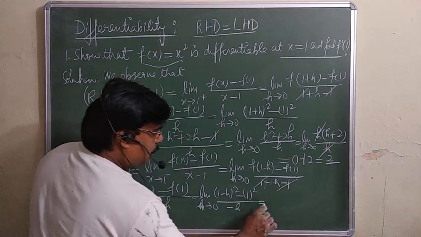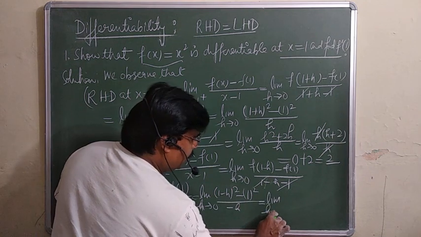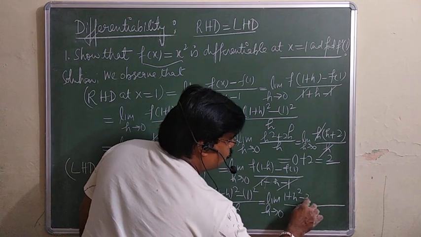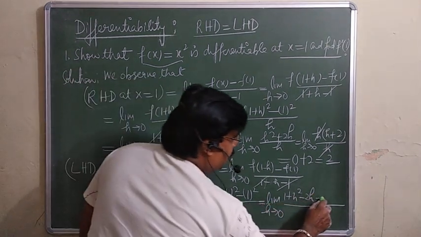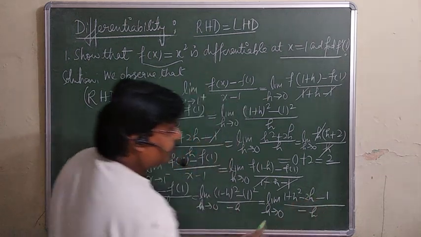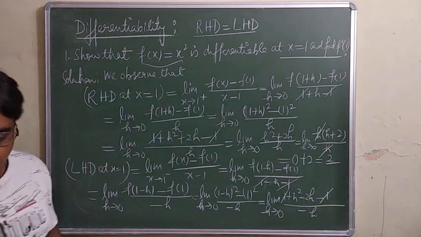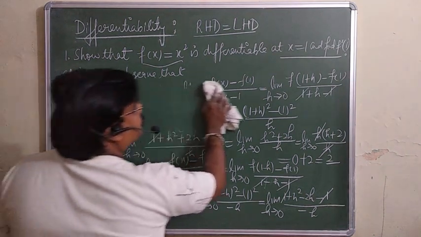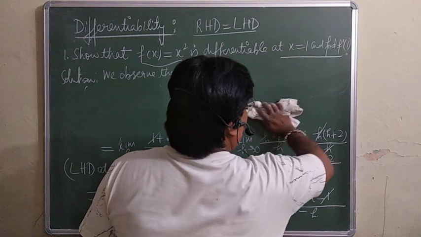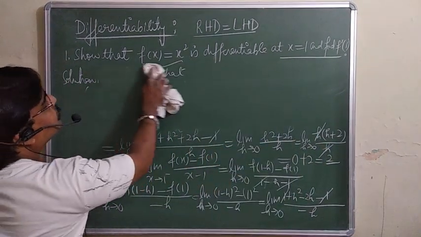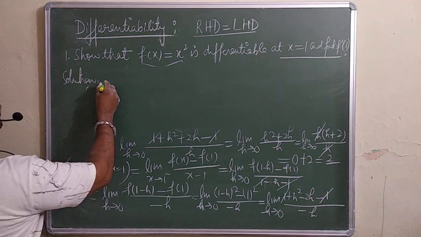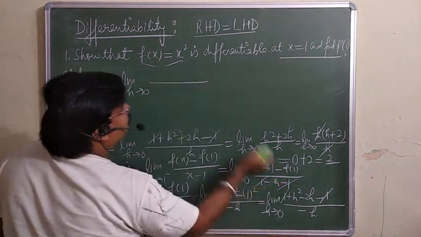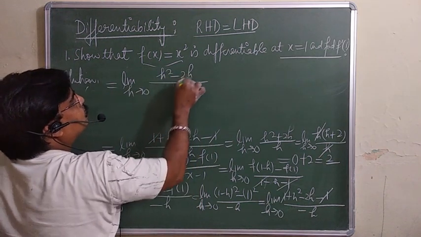You will solve this one and get limit h tends to 0 of (1 plus h square minus 2h minus 1) over minus h. So this 1 and 1 you can cancel out. Here you will get limit h tends to 0 of (h square minus 2h) over minus h.